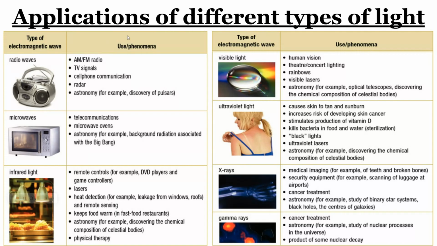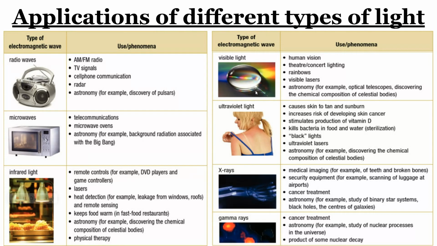Now here are different applications of different types of light on the electromagnetic spectrum. You don't have to memorize all of these, but you should memorize two of each. And you'll notice that even though many forms of light are invisible to us, they are very useful. Radio waves are used for AM, FM radio signals, TV signals, cell phone signals, all things that you use on a daily basis. Microwaves are used for actual microwaves and other forms of telecommunications. Infrared is used for remote controls, in lasers, also heat detection, even in physical therapy.